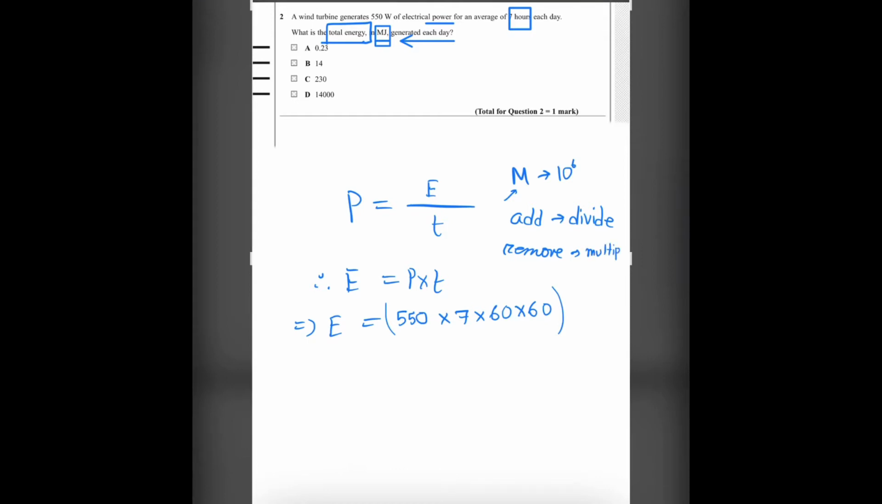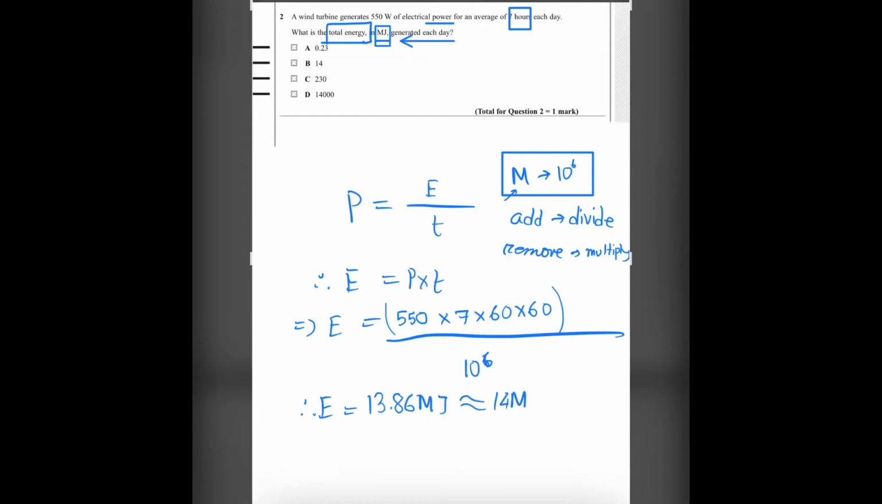We currently have the energy in joules, and we have to add the mega prefix. So to add mega, we need to divide by 10 to the power 6. The energy would come out as 13.86 megajoules, which is approximately 14 megajoules. So the answer to question 2 is B.